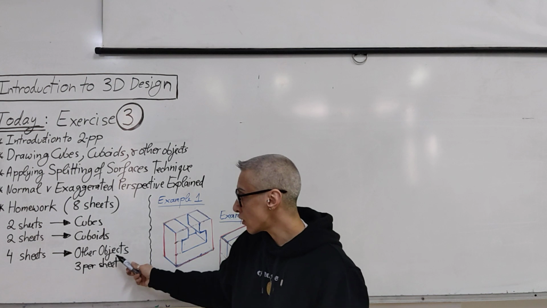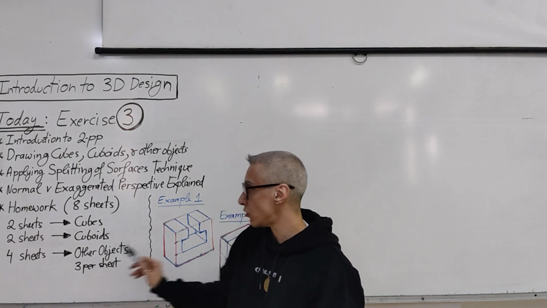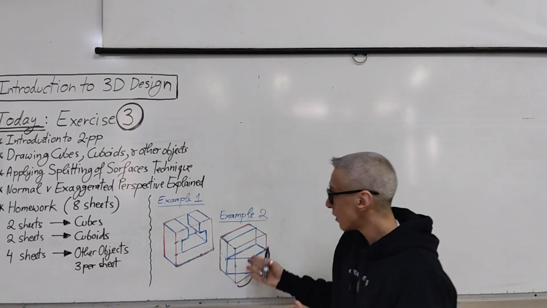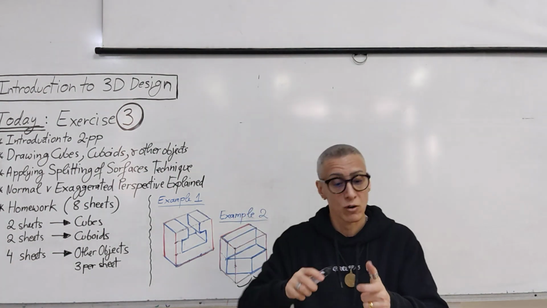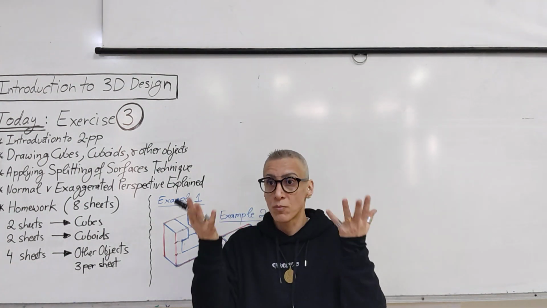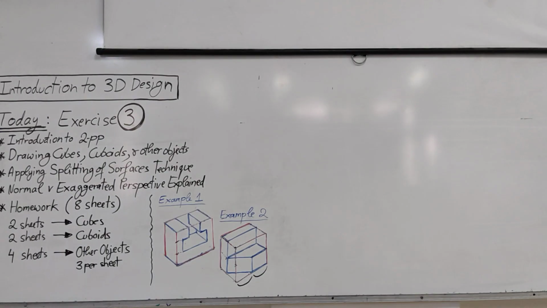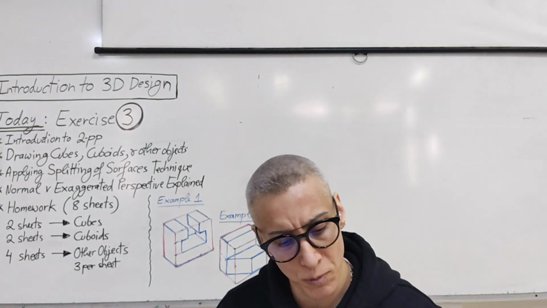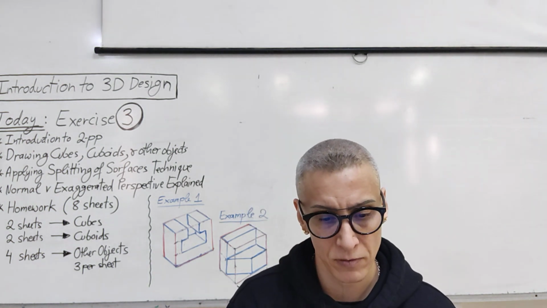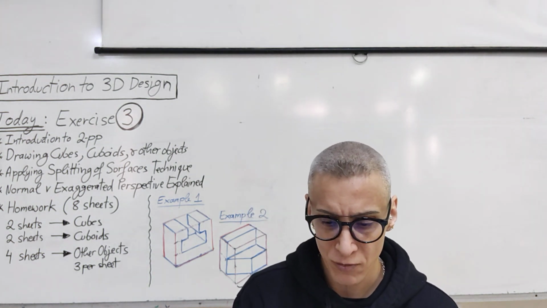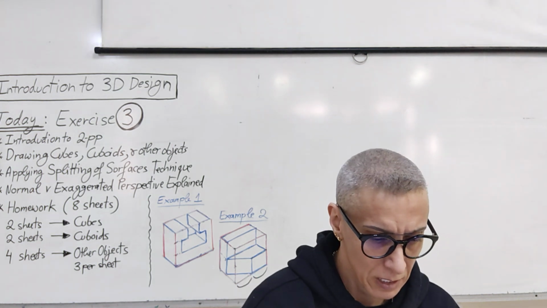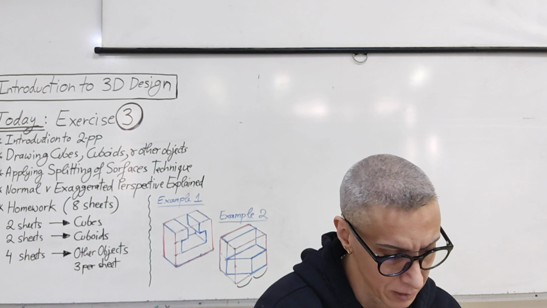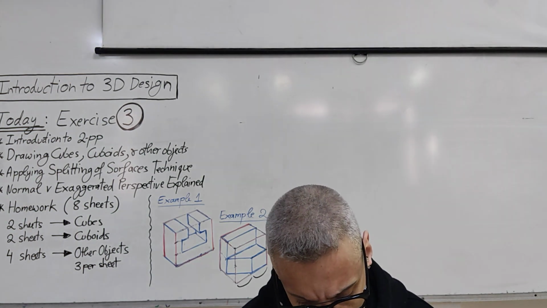4 sheets, other objects, 3 per sheet. So on each of the 4 sheets, you will have 3 objects, such as these and other objects from your mind. Now, here are some examples. There is a lot about two-point perspective, the basics, cubes, cuboids, everything here you can look at. And actual objects, but let me show you this first.